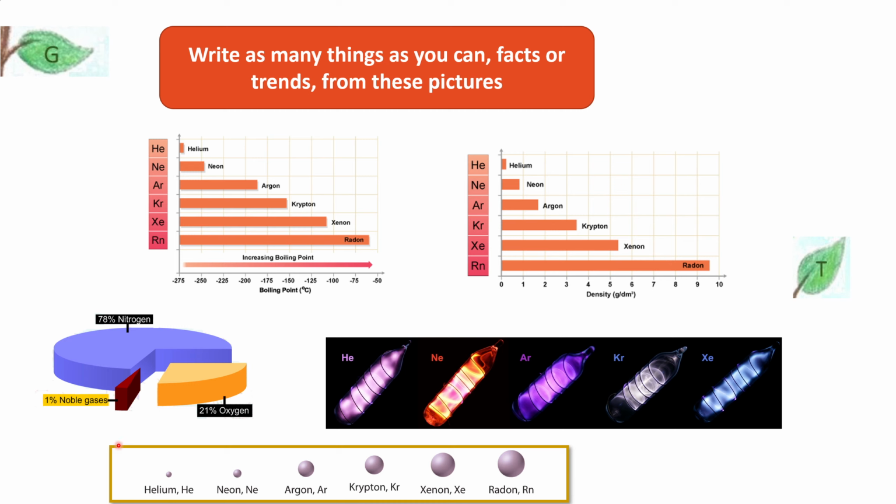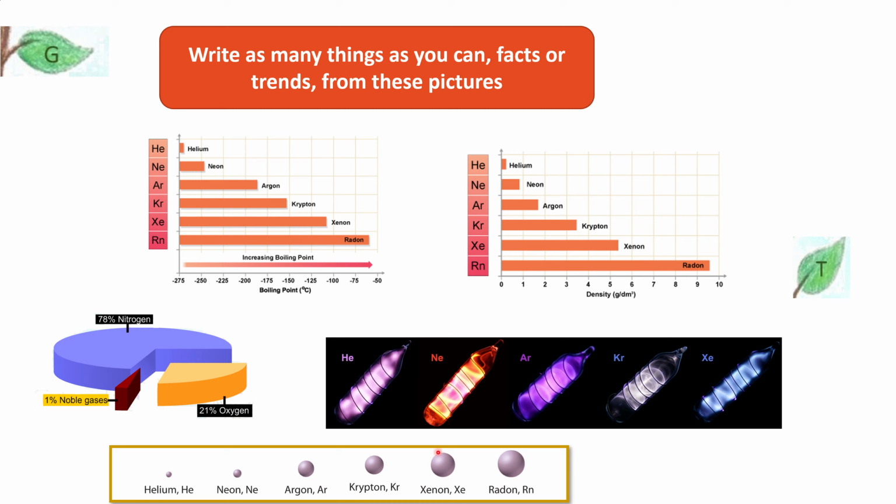This one here is actually representing our atmosphere. It's not completely accurate because they've rounded the numbers up, but what you can see is 1% of our atmosphere is made up of noble gases. It's actually less than 1%, but all you need to get from this is that they are pretty rare. They don't occur naturally very often.